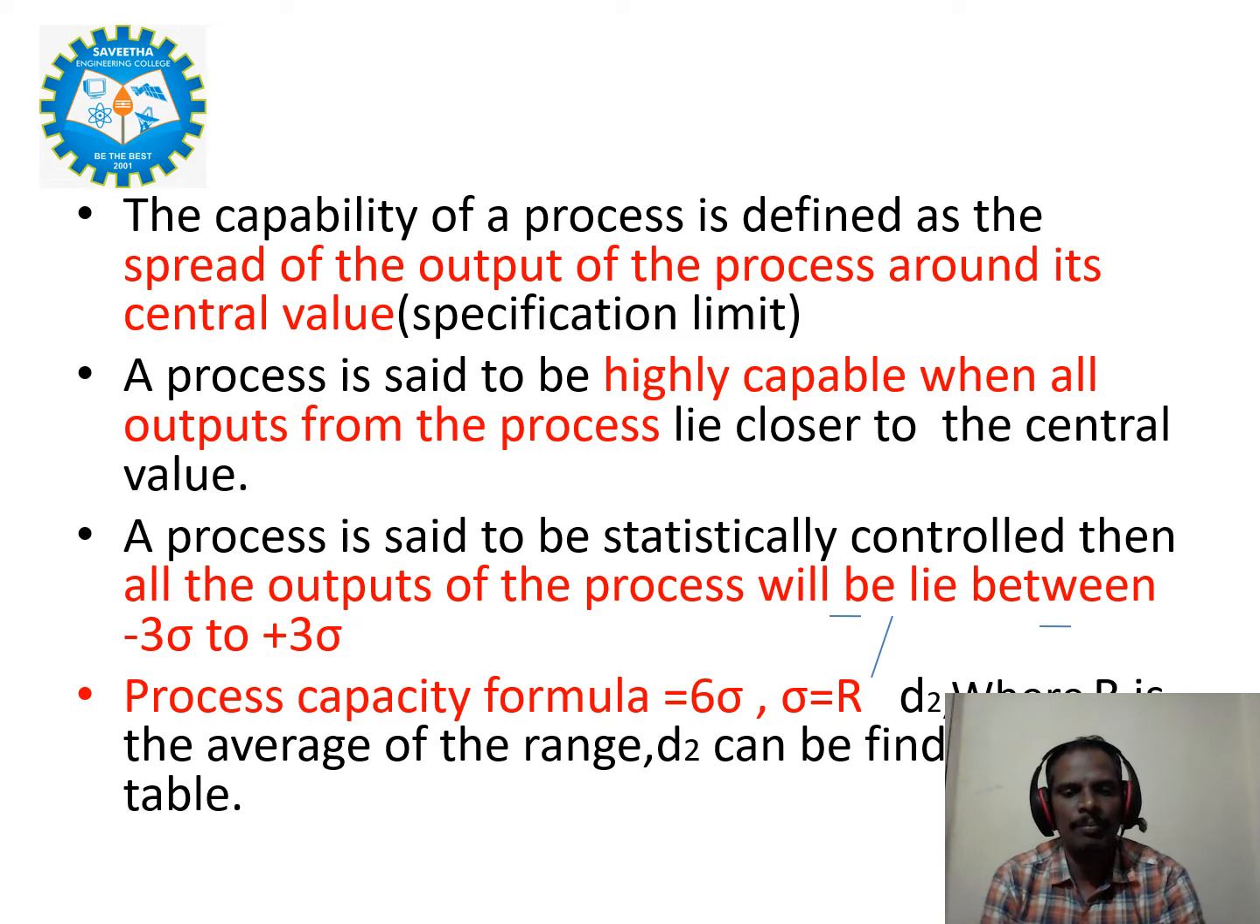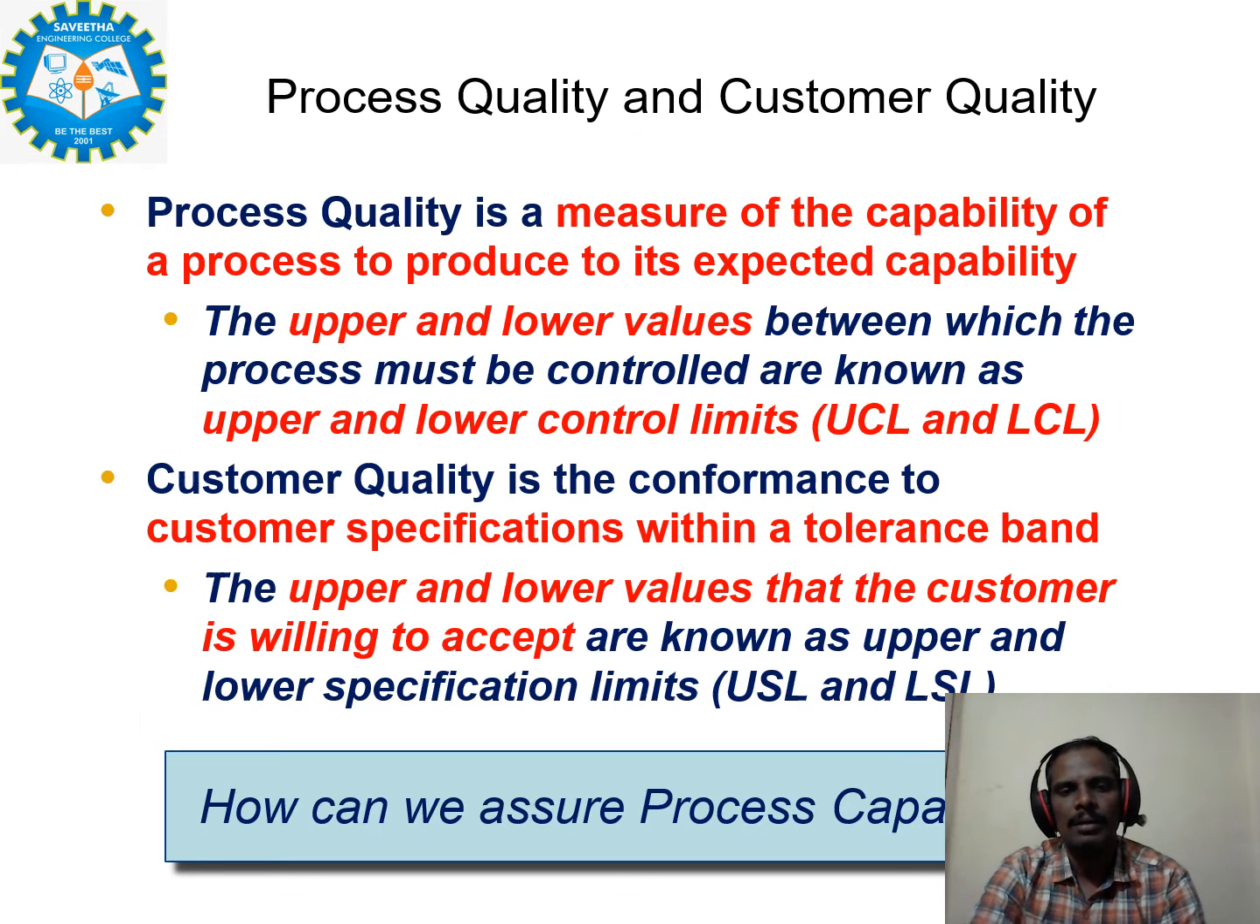Whereas the process capability formula is always calculated as sigma, where sigma is indicated as R. Process capability is also known as the capability of the process to produce the expected quality of the product. The upper and lower limits are indicated in the form of UCL and LCL. UCL is the upper control limit. LCL indicates the lower control limit.